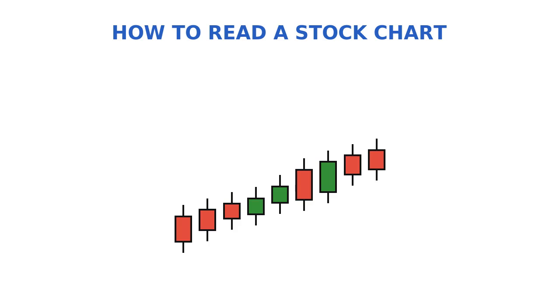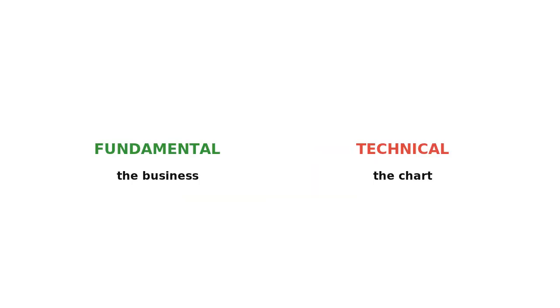For the last several episodes, we asked one kind of question. Is this a good business? We read statements, ratios, moats. That is fundamental analysis. But there's a completely different language people use to look at a stock, one that ignores the company entirely and stares only at the price chart, the jagged line itself. It is called technical analysis.